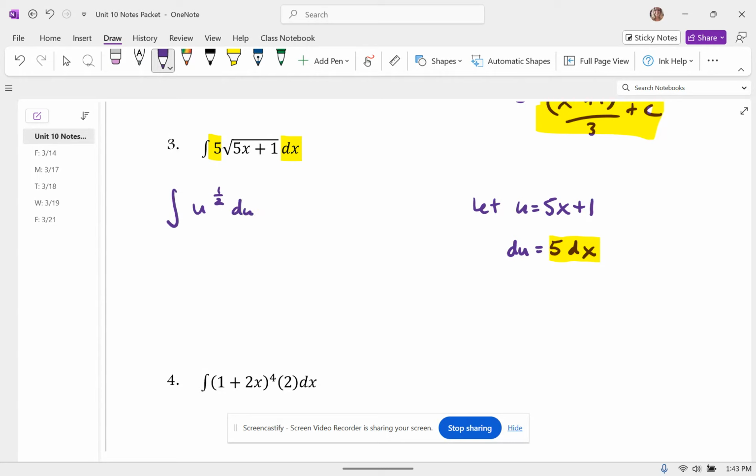They do that in physics. Mr. Childs does. I don't know why they do that. They put the du first. I don't know why they do that.